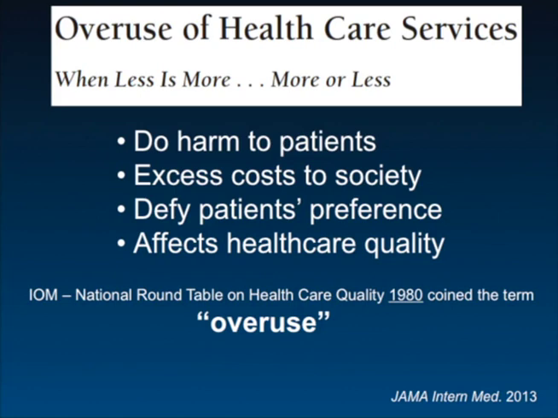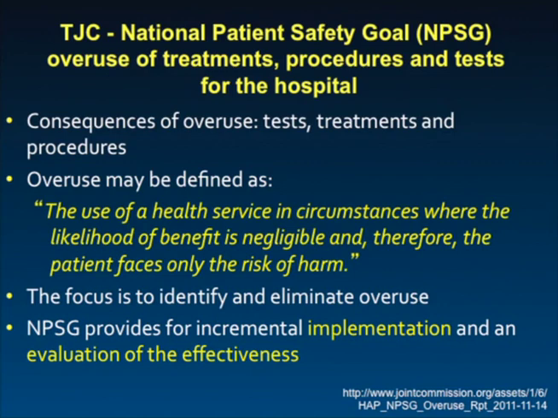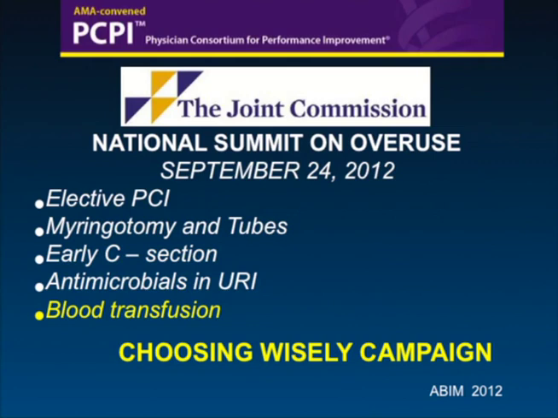The definition of overuse, as you can see, is the use of health services in circumstances where the likelihood of benefit is negligible and therefore patients face only the risk of harm. This definition has been carried over both by the Joint Commission as well as the AMA. As a result of concerns about overuse in healthcare, the AMA Physician Consortium for Performance Improvement and the Joint Commission got together and put together what's called the National Summit on Overuse. This took place on September 24, 2012, and has since been published by the Joint Commission in conjunction with the AMA.